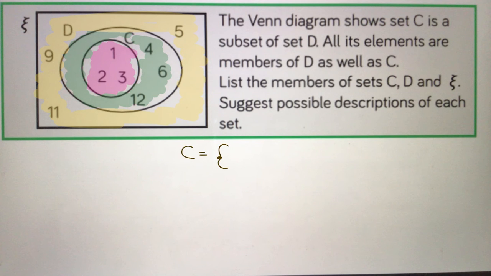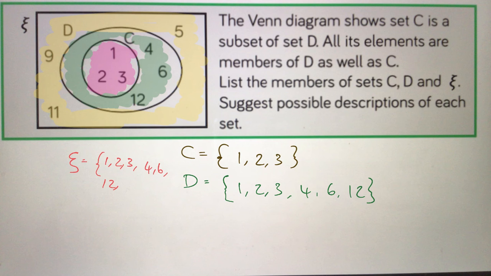Our C set then are the numbers 1, 2, and 3. Our D set are the numbers 1, 2, and 3, because C is part of D, but also the numbers 4, 6, and 12. Let's write those in. And our universe includes the numbers 1, 2, 3, 4, 6, 12, 5, 9, and 11.